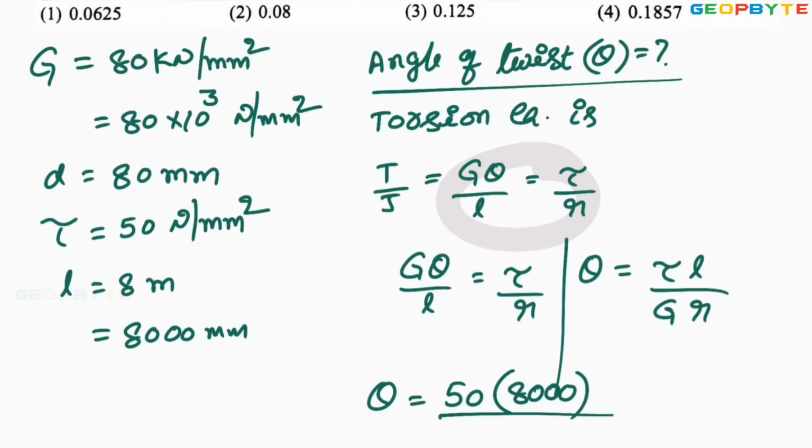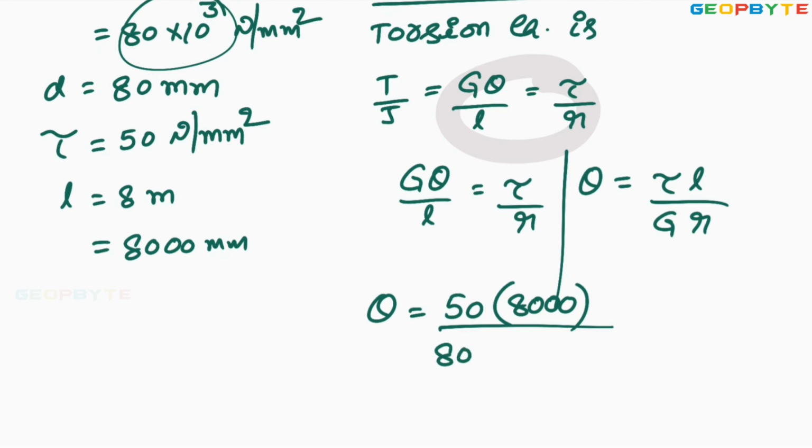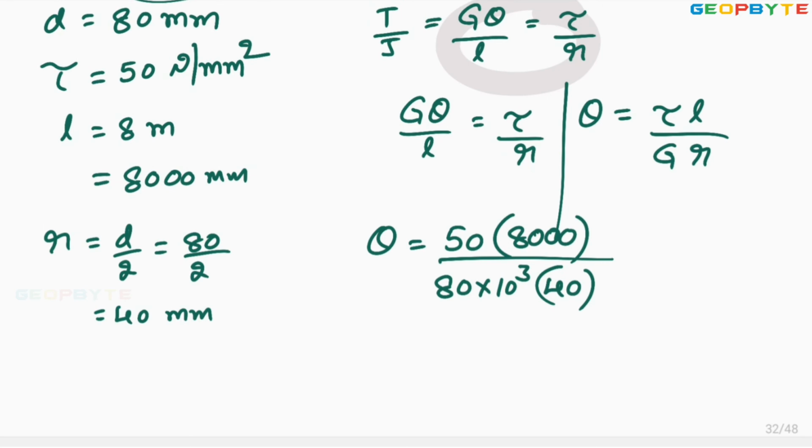What is the shear modulus? 80 into 10 power 3, into the radius of the shaft, which is half of the diameter, 80 by 2 equal to 40 mm. You simplify this value for getting the angle of twist, which is directly in radians, 0.0625 radians. So that is the answer.